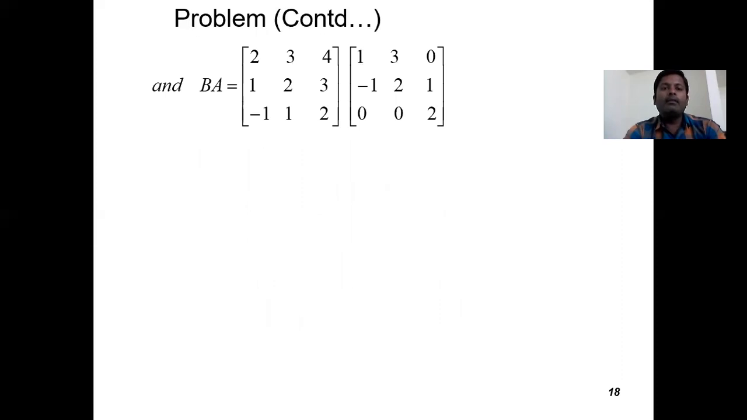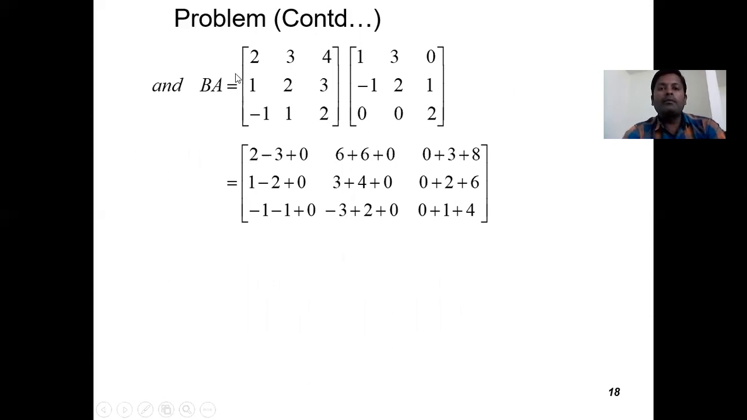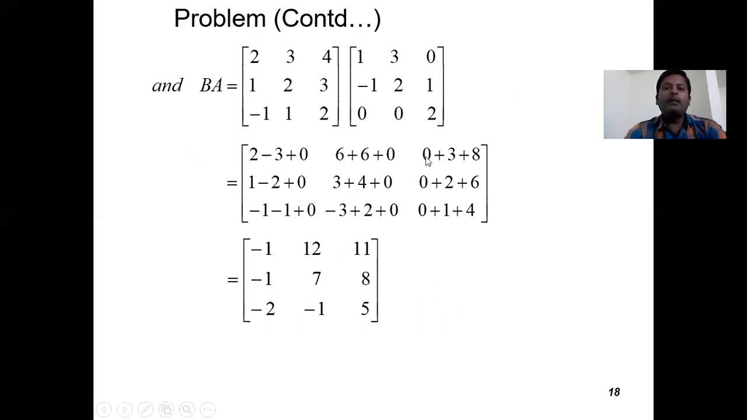Next we find the value of BA. We know that B is already given and A is also already given. Now we find B into A, using the same procedure of multiplication of the two matrices. We get 2 minus 3 plus 0, 6 plus 6 plus 0, 0 plus 3 plus 0, then 1 minus 2 plus 0, 3 plus 4 plus 0, 0 plus 2 plus 6, and minus 1 plus 0, minus 3 plus 2 plus 0, 0 plus 1 plus 4. We get the BA value as minus 1, 12, 11, minus 1, 7, 8, minus 2, minus 1, 5.